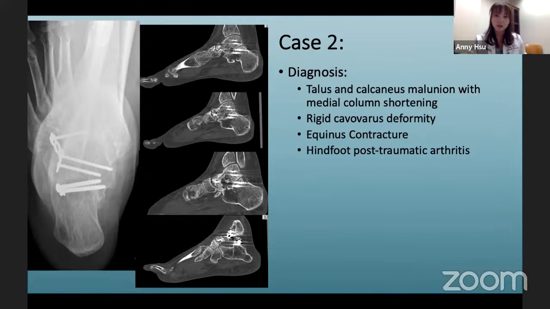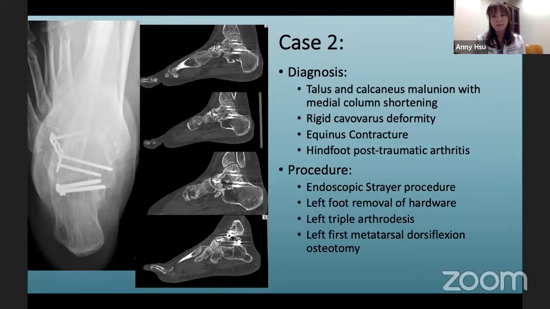And she also has equinus contracture clinically as well. So in order to address all of this, we performed an endoscopic Strayer procedure to address her equinus contracture, remove the prior hardware, and then perform a triple arthrodesis to correct the overall alignment. Even with the triple arthrodesis, her first metatarsal was still plantarflexed, and a first metatarsal dorsiflexion osteotomy was performed.